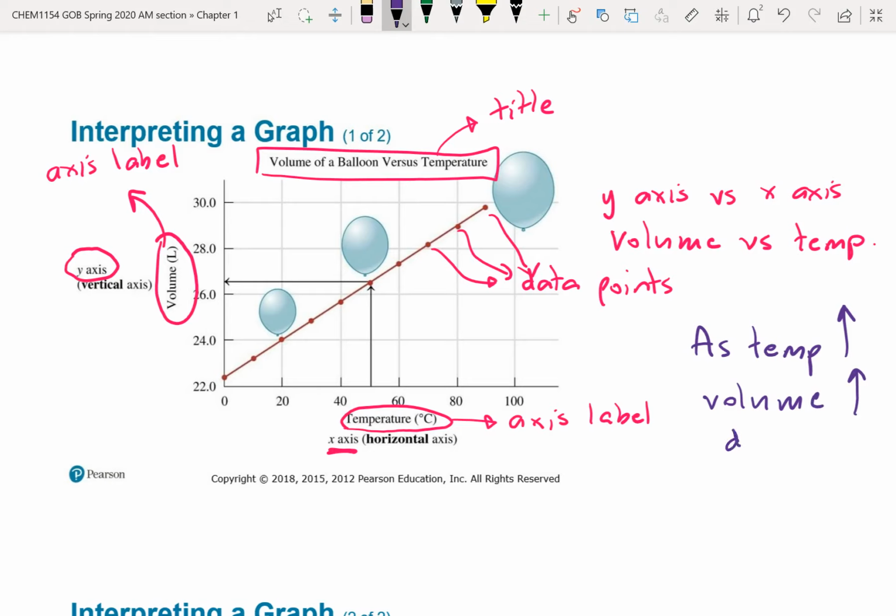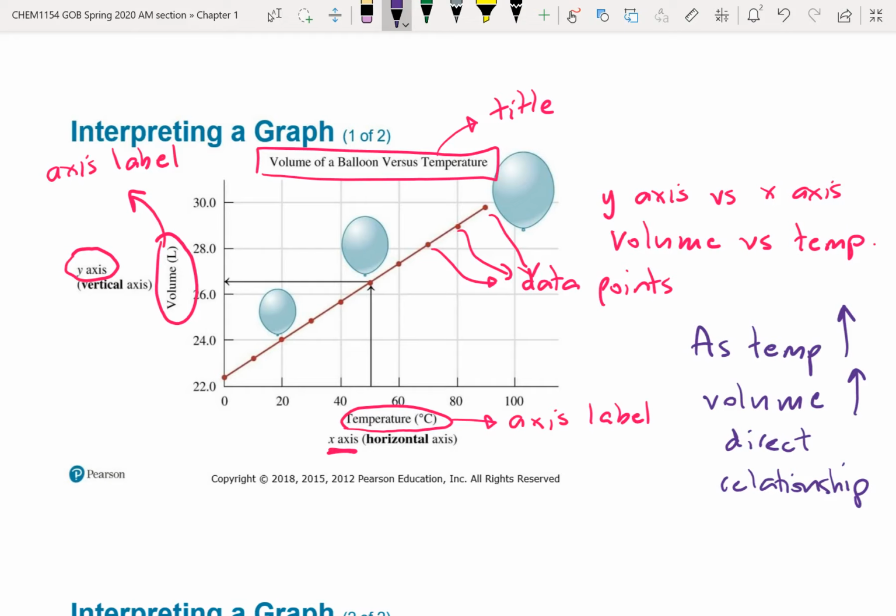We say then that this is a direct relationship, right? And we're going to see several examples of these different types of relationships, whether it's direct or not direct, down the road when we get to gases. Now, one of the important features of graphs is that we can use the data points, right? So we collect these data points from our experiments that we do. We plot them on the graph, and we just connect those points with a straight line.